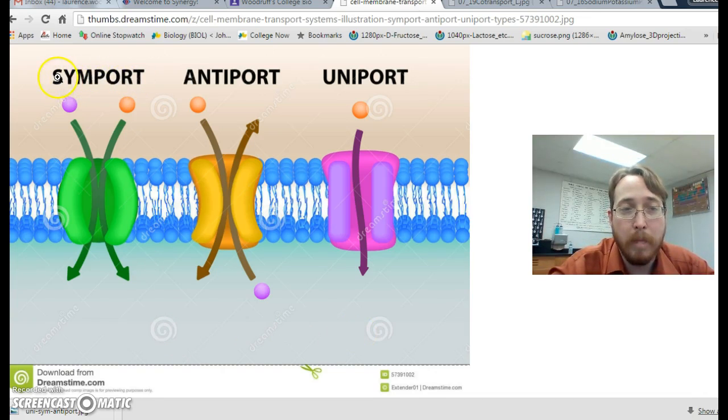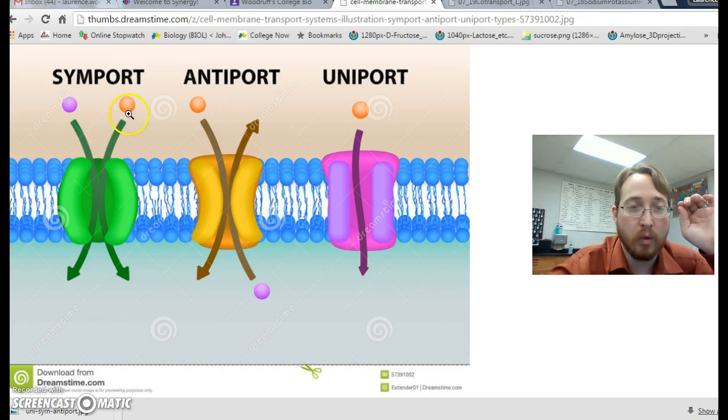Another category is the symporter, sym meaning with or together. In this case, we are taking two things in the same direction across with the help of the protein. Now, this, of course, will require ATP because this is active transport, but one of these things is going with its concentration gradient, and the other thing is going against it. So for one of these, they're going from a high concentration to a low concentration, and for the other one, they're going from a low concentration to a high concentration.